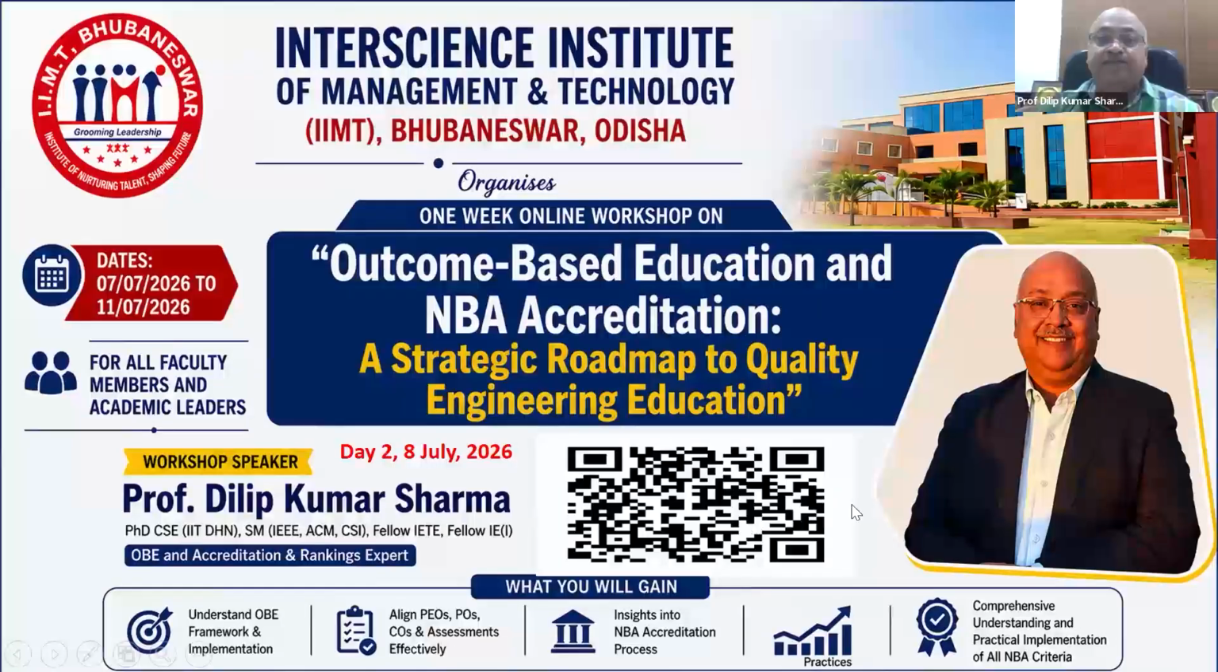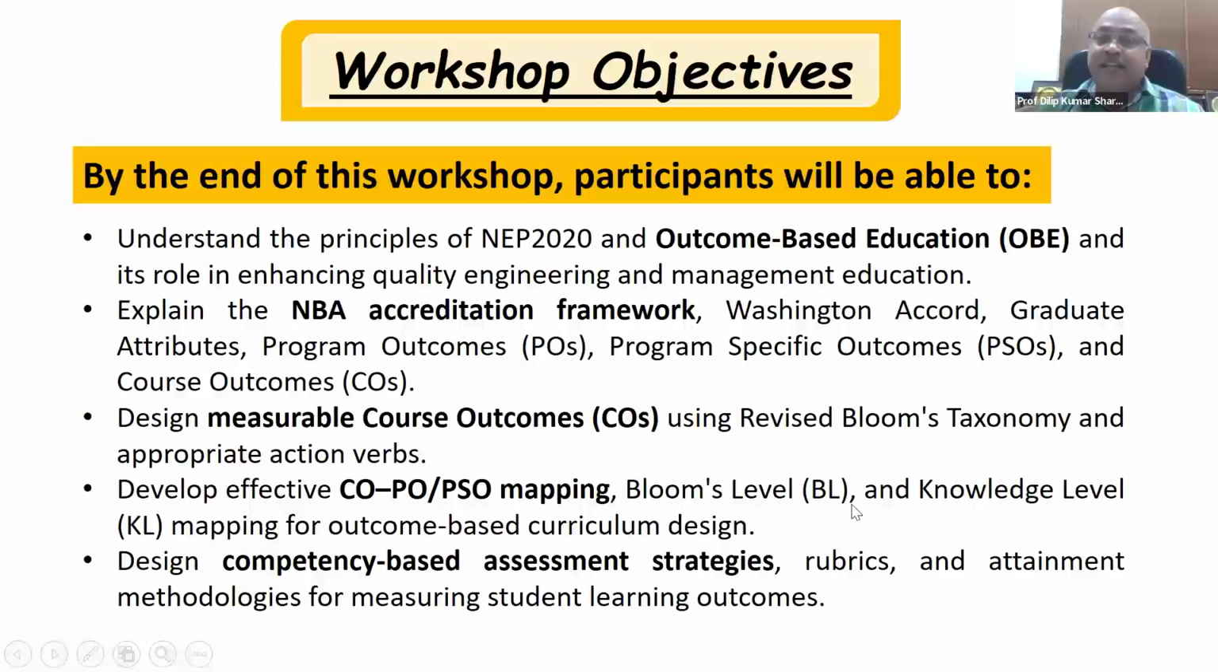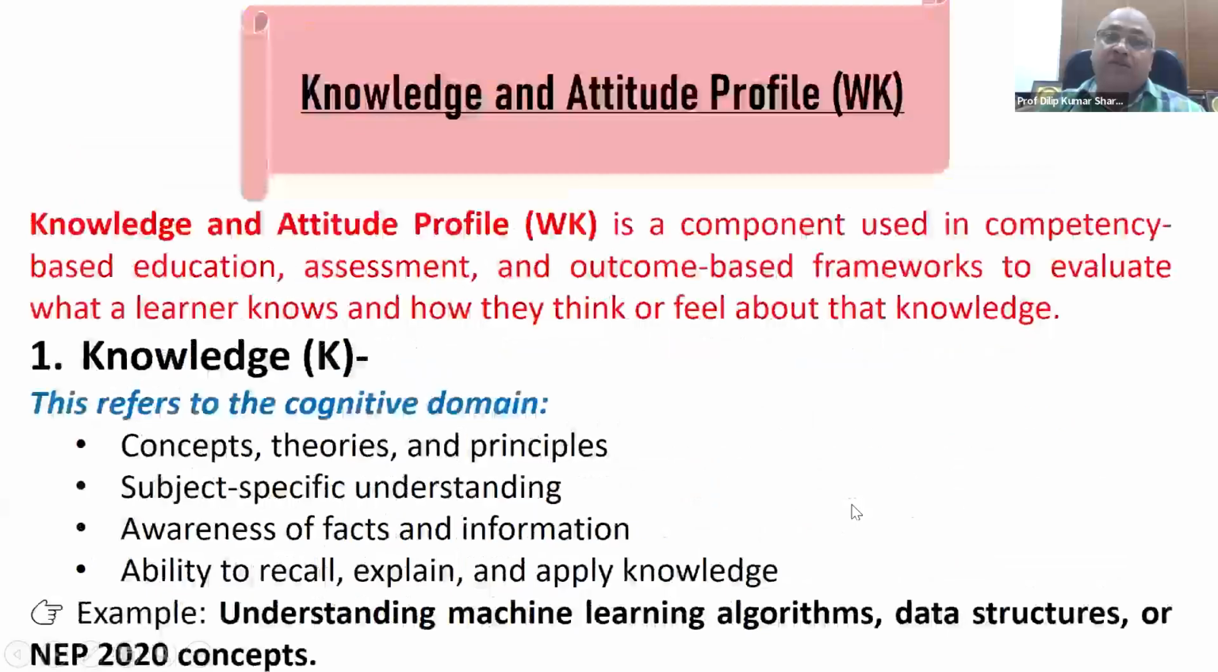So let us begin. What we discussed, I have already asked you. Now we are going to start with one of the very fundamental things which need to be defined as part of the OBE and NBA accreditation. That is the knowledge and attitude profile. That is very important. In acronym we say WK. So what is knowledge? What is the attitude profile?